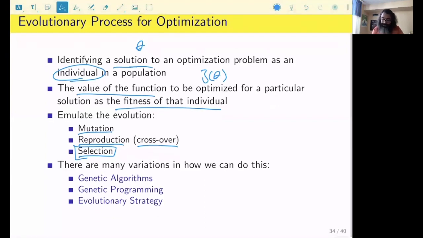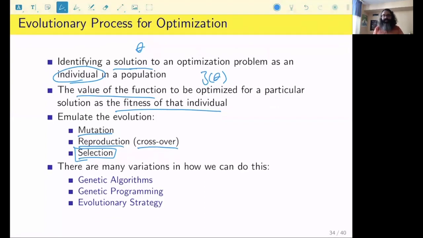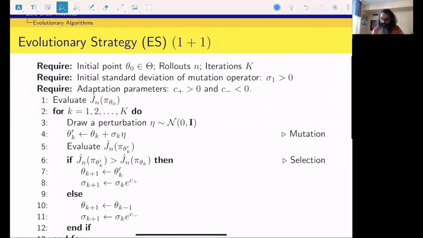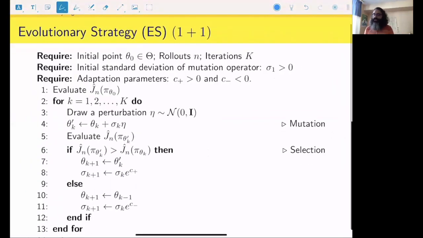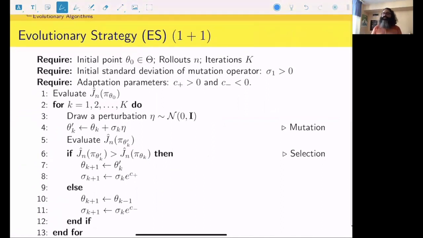So there are many variations, like genetic algorithms, genetic programming, and evolutionary strategy. I'm talking about the simplest method. It's called evolutionary strategy 1+1. That's the name of it, and this is the algorithm.